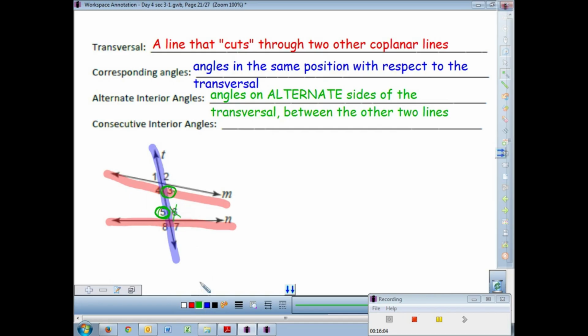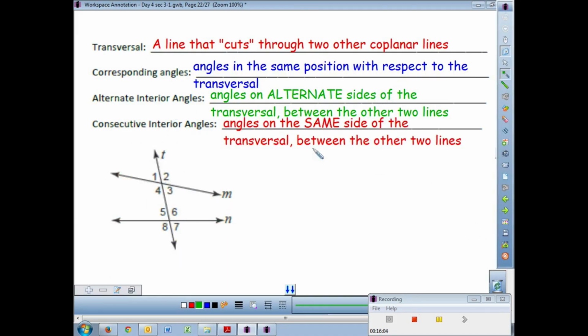And you can also see that angle 4 and angle 6 are also a pair of alternate interior angles. They are between the two lines and on alternate sides of the transversal. And they're not a linear pair. So, alternate interior angles. And then finally, the consecutive interior angles are angles on the same side of the transversal between the two other lines. On the same side between the two other lines.